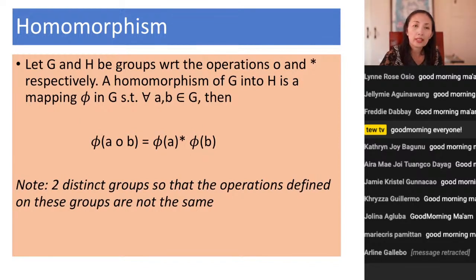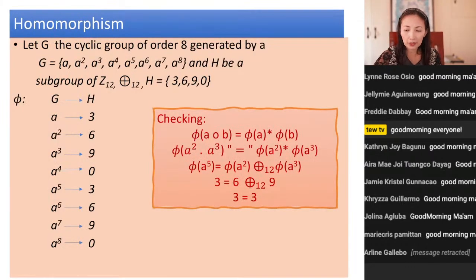So, note, here we have two distinct groups. And the operations therefore defined are different. Dalawang magkaibang grupo. Gagawan natin ng mapping. Okay, so tingnan natin yung example. Huwag na tayong lalayo sa cyclic group kasi yun ang pinaka-simple. So ito, we consider G as a cyclic group, this time of order 8. Kanina yung examples natin, order 12.